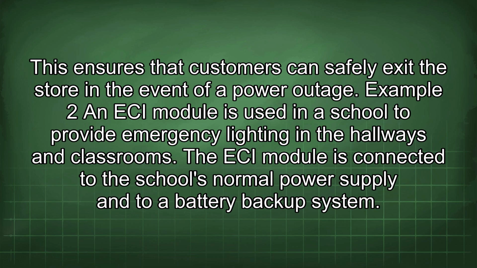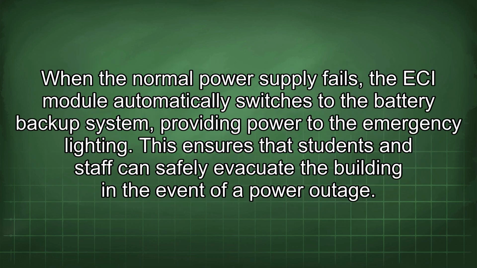Example 2: An ECI module is used in a school to provide emergency lighting in the hallways and classrooms. The ECI module is connected to the school's normal power supply and to a battery backup system. When the normal power supply fails, the ECI module automatically switches to the battery backup system, providing power to the emergency lighting. This ensures that students and staff can safely evacuate the building in the event of a power outage.